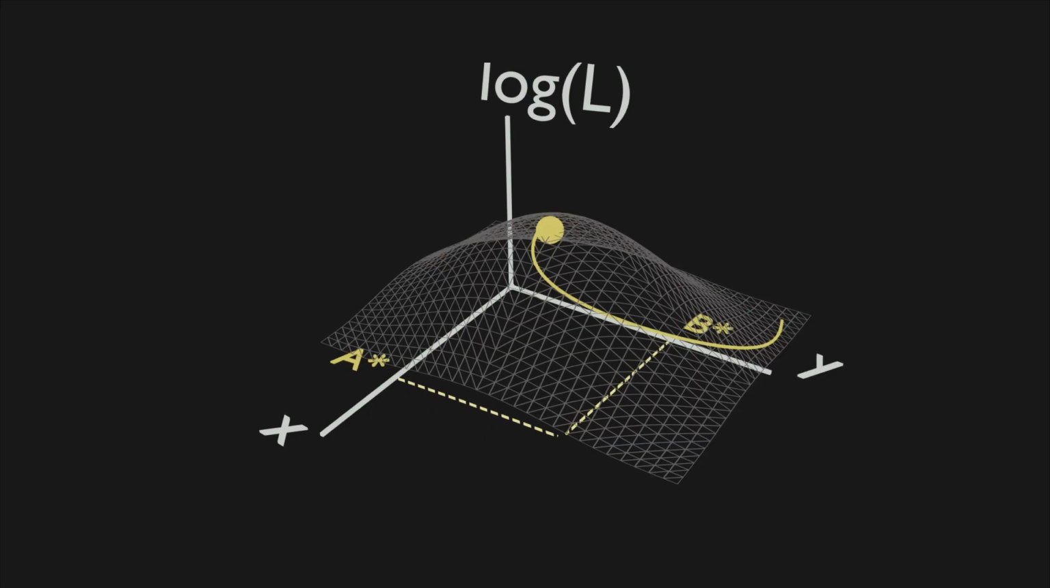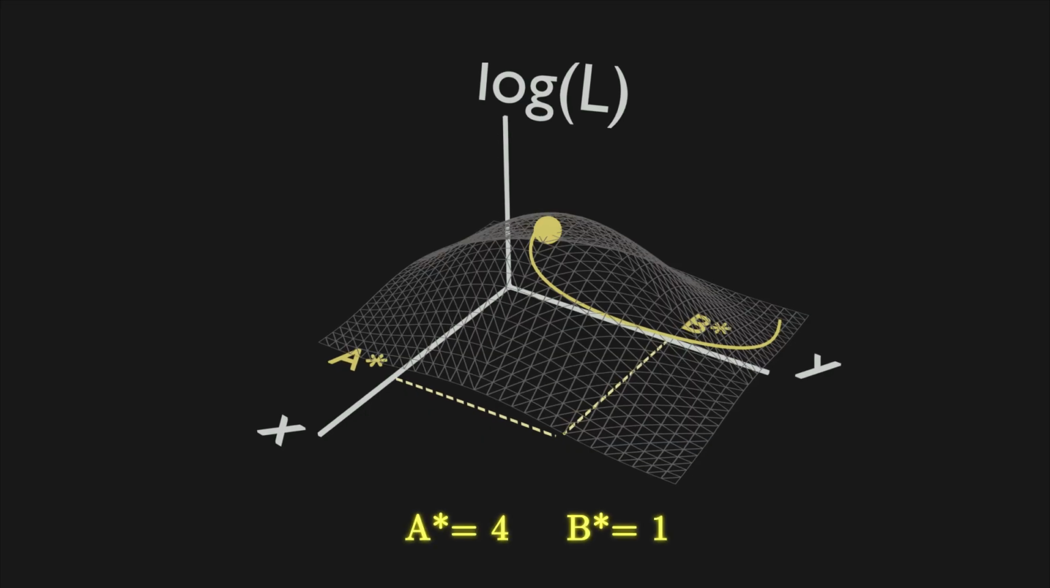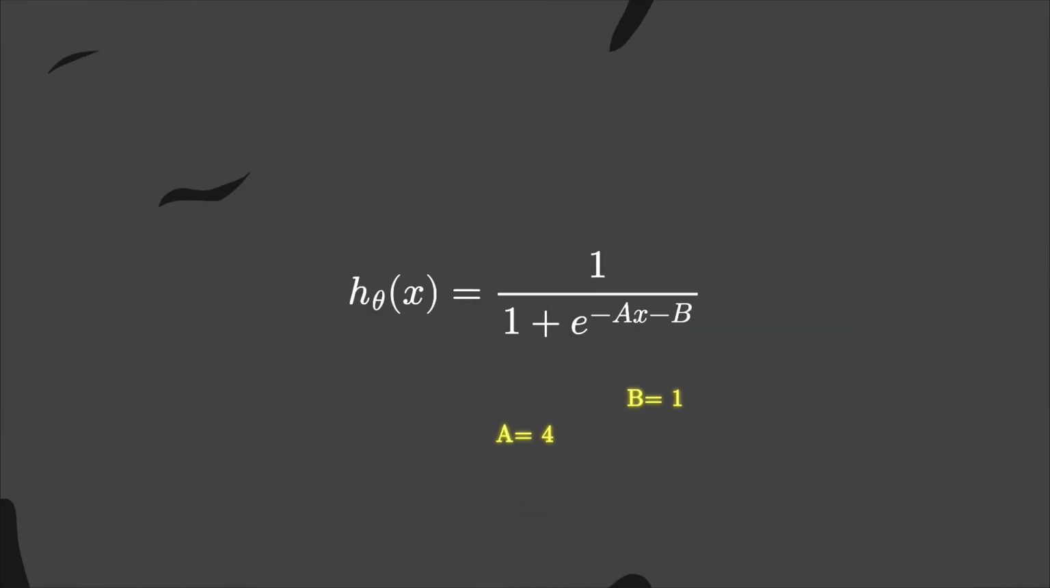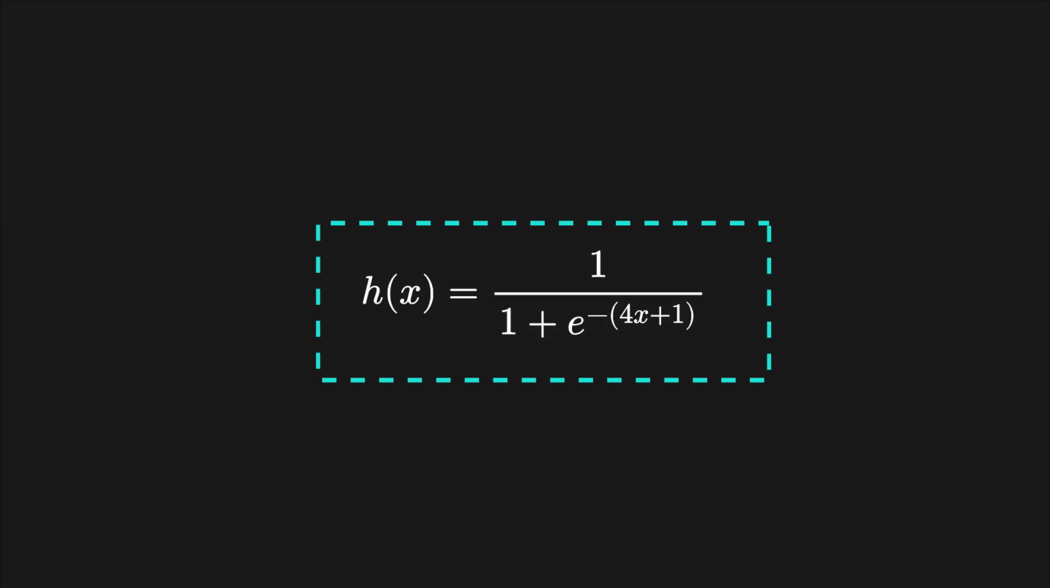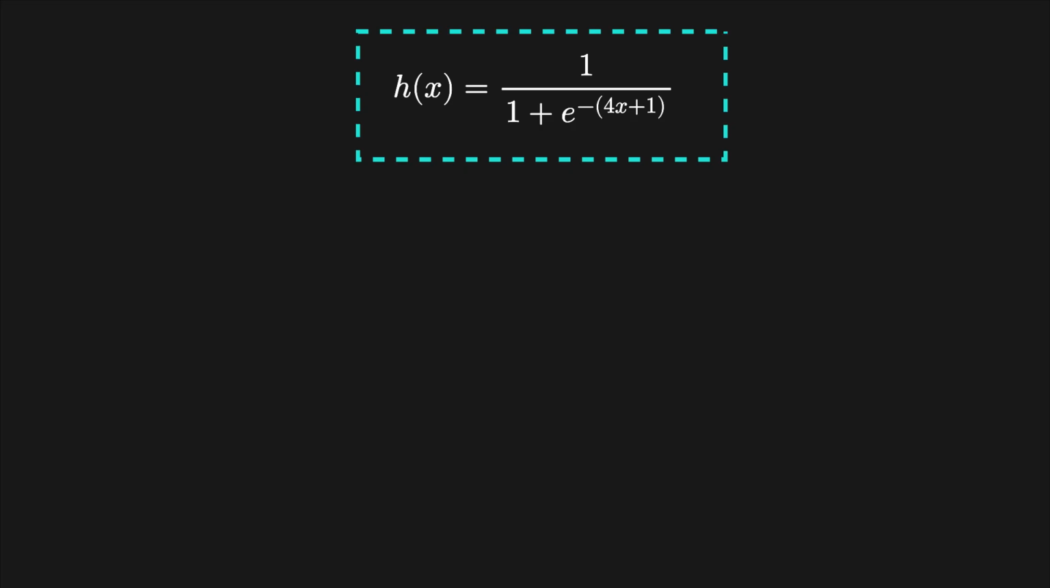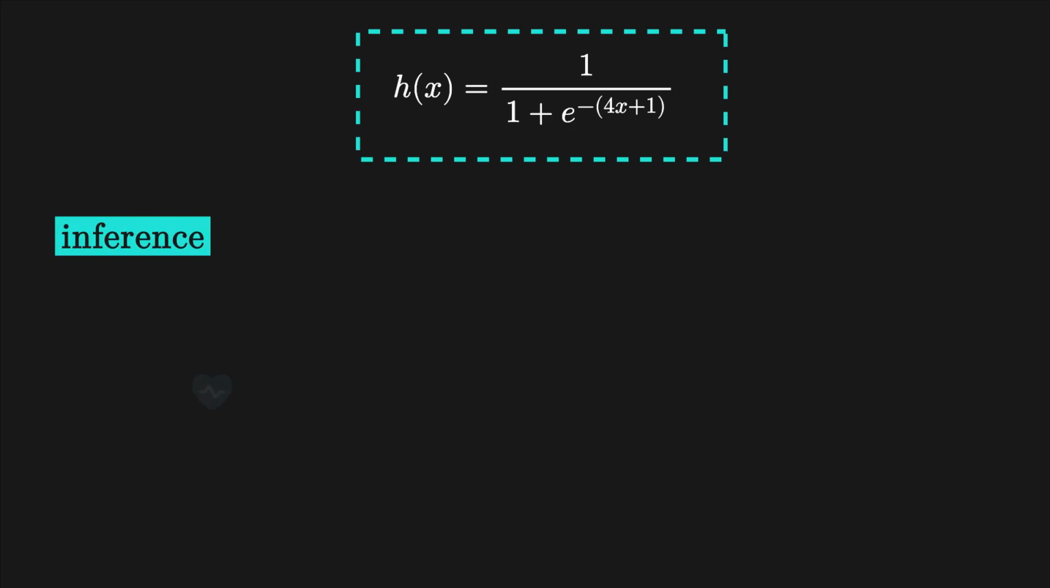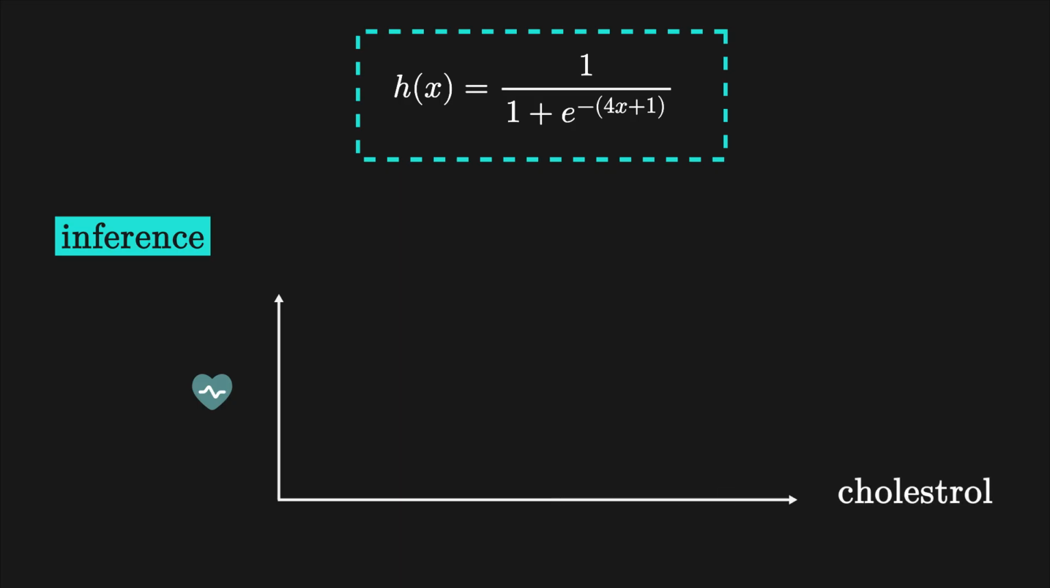Congratulations, you have found the best parameters. Put them back in the hypothesis equation. You now have a trained model that is ready for production. We can now use this model to perform inference, like finding out the probability of a patient having a heart attack based on his cholesterol levels.